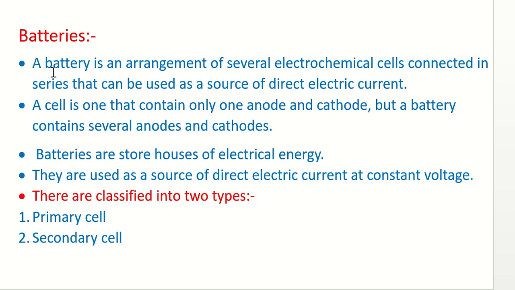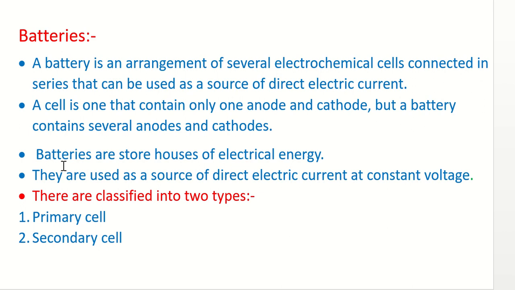Batteries. What is a battery? A battery is an arrangement of several electrochemical cells connected together that can be used as a source of direct electric current. A cell contains only one anode and cathode, but a battery contains several anodes and cathodes. This is the difference between a cell and a battery.